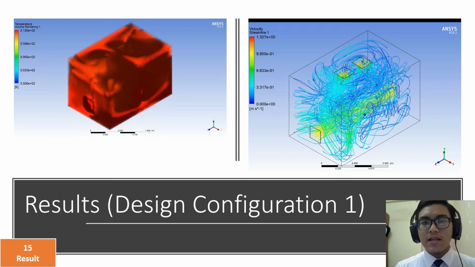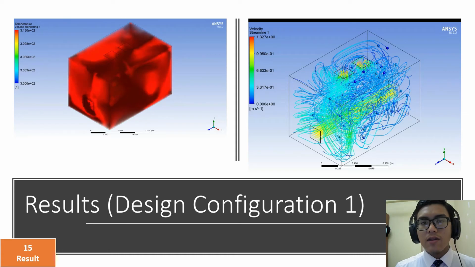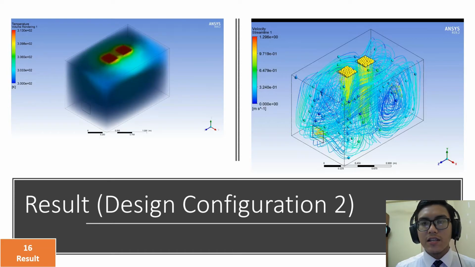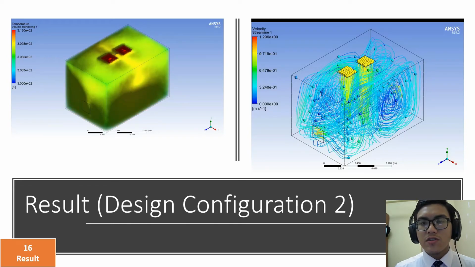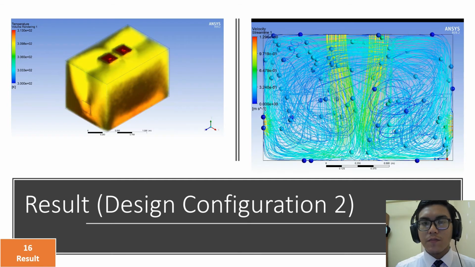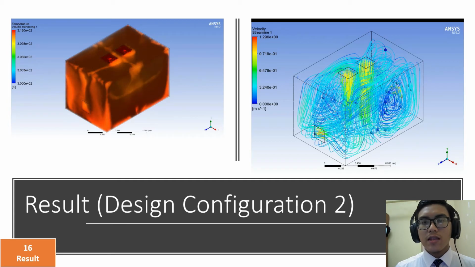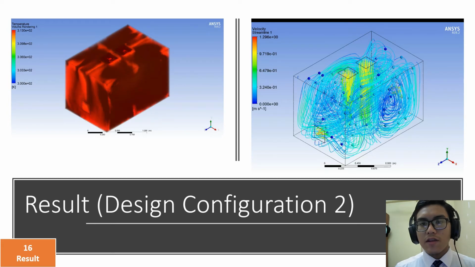As we can see, the inlet for design configuration 1 is located at the side and the outlet is located at the top. Next are the simulation videos for design configuration 2. On the left side is the simulation of heat distribution inside the heating chamber, and on the right side is the video of velocity streamline for design configuration 2. As we can see, the inlet for design configuration 2 is located at the top and the outlet is located at the side of the heating chamber.